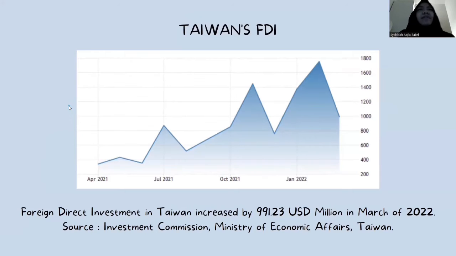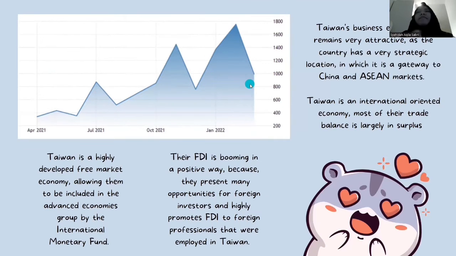Let's just start with the FDI, which is the foreign direct investment. So this is Taiwan's FDI. Taiwan's business environment remains very attractive as the country has a very strategic location, and it is a gateway to China and the Asian market. So that is why their graph is going up, because they are really close to a strategic location. So they have the ability to do that.